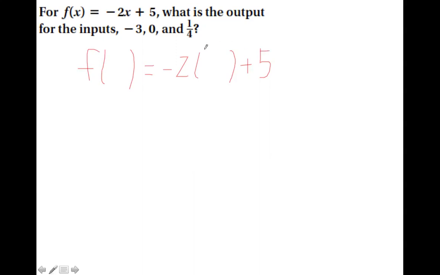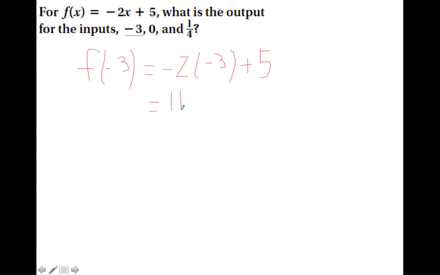We do each of these at separate times, so I'm going to start with -3, and we'll put -3 in our parentheses. When we're evaluating to find the output, since we replaced x with -3, we don't do anything on the left-hand side, we just evaluate over here. So negative 2 times negative 3 is 6, plus 5, and we get 11.